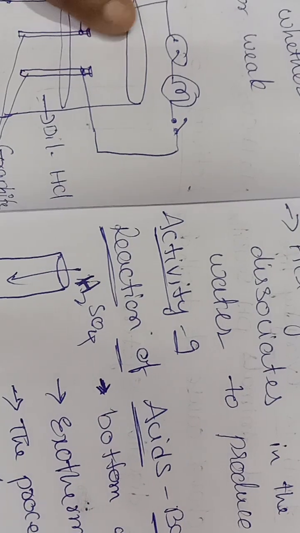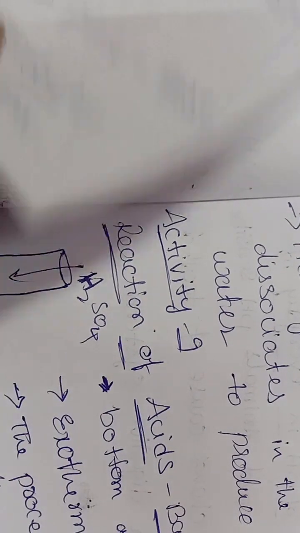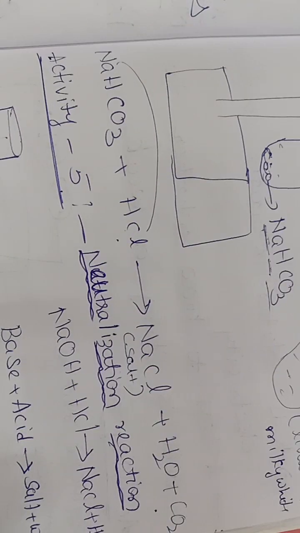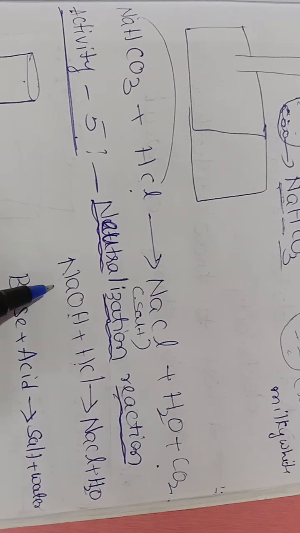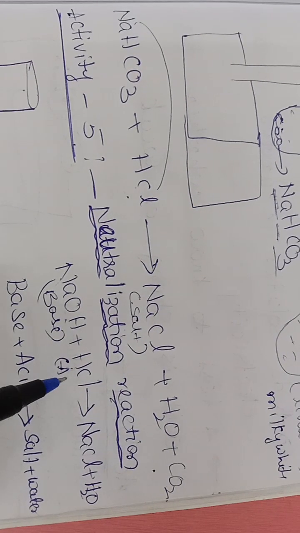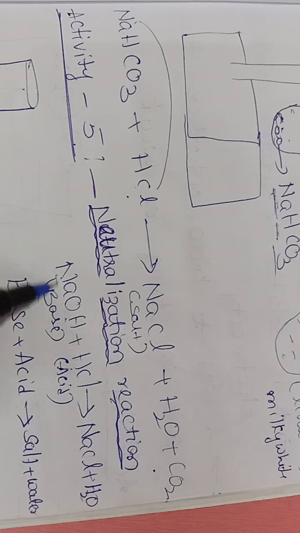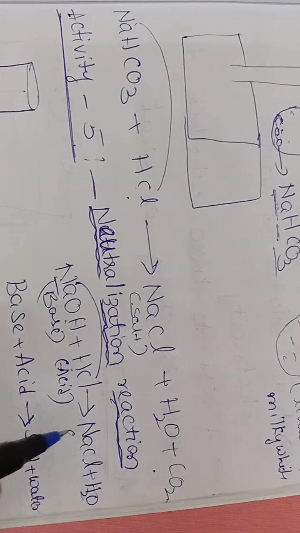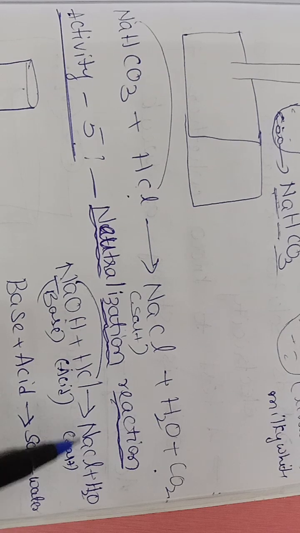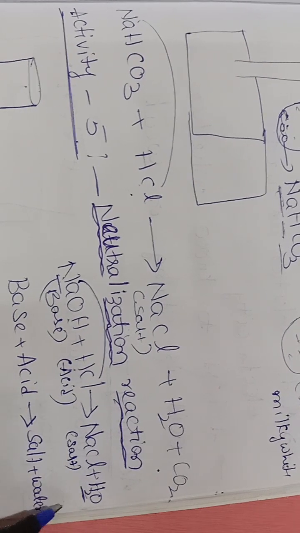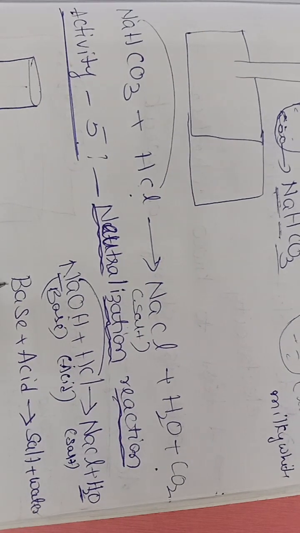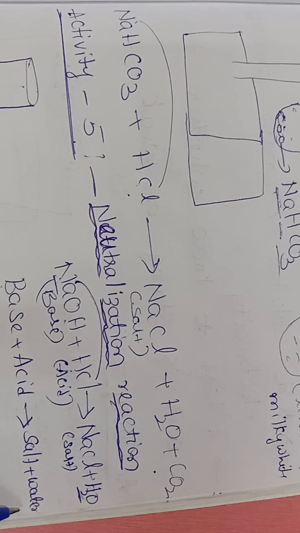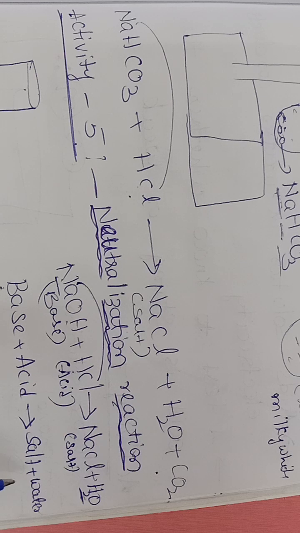Now, from this, what are you concluding? When acid reacts with the base, sodium hydroxide and hydrochloric acid, the reaction between base and acid gives sodium chloride, it forms salt, right? Sodium chloride and water. Water is colorless, so that is water only. So when base reacts with acid, it gives out salt plus water. This is called a neutralization reaction.